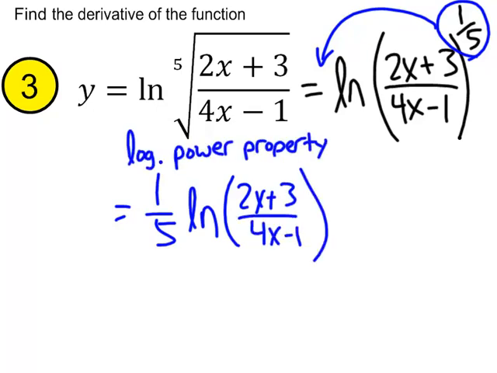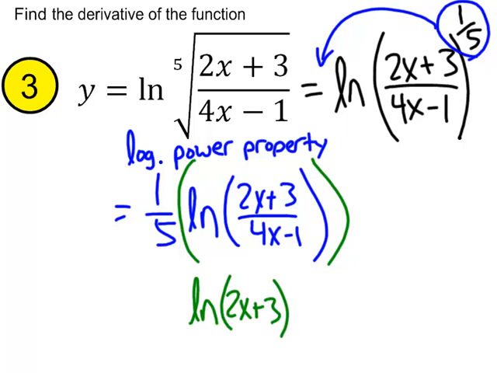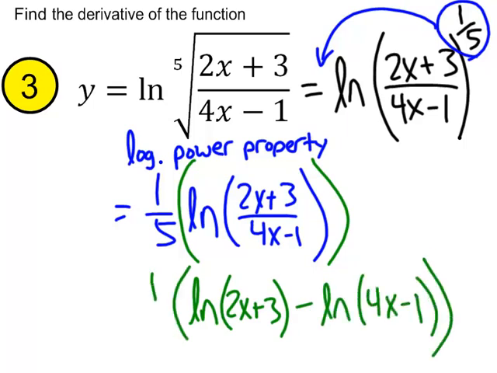And then we'll use another log property, the quotient property, which says that for this ln term, I can split up that division. That logarithm of a quotient can be expressed as the logarithm of the numerator minus the logarithm of the denominator. Now, of course, we still have that all with a 1/5 out in front.